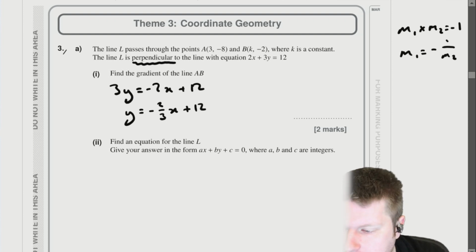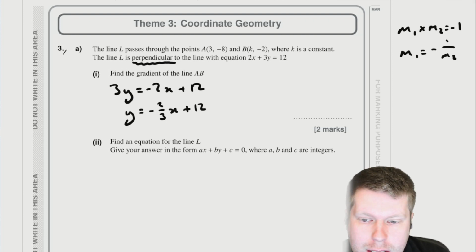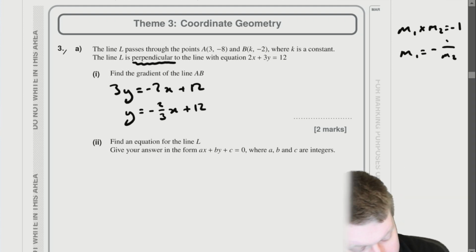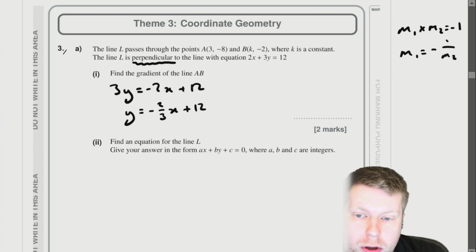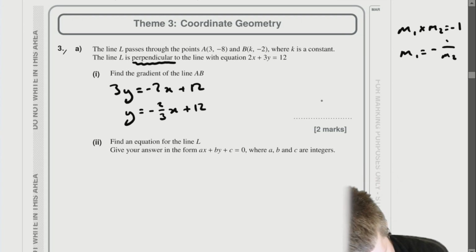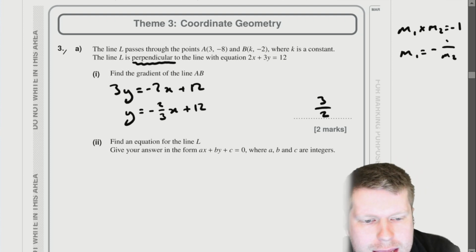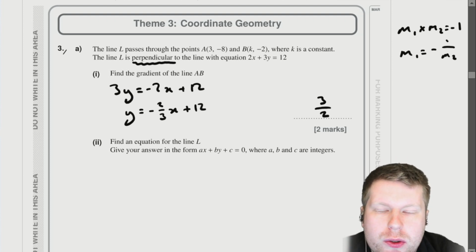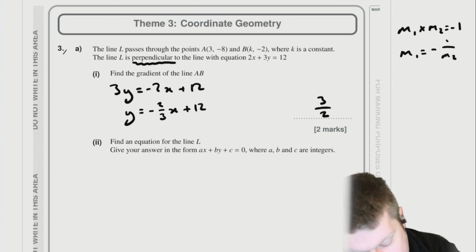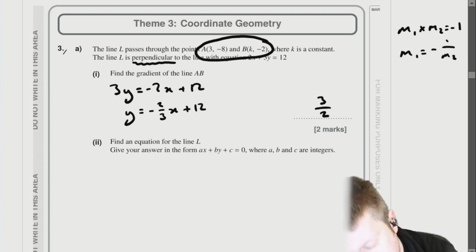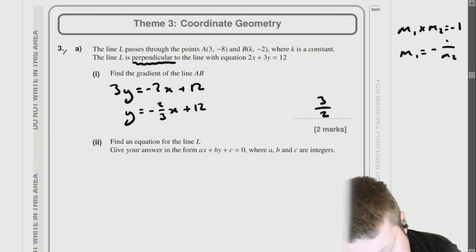Because it's perpendicular, we use the idea of perpendicular lines. Perpendicular lines should multiply together to make -1, or one should be the reciprocal of the other. So in this case, the gradient of the line L, or the gradient of the line passing through A and B, should be 3/2. It's really important to read the question carefully. In this case, you cannot use the direct gradient equation because there are points missing. So we have to use the second piece of information.